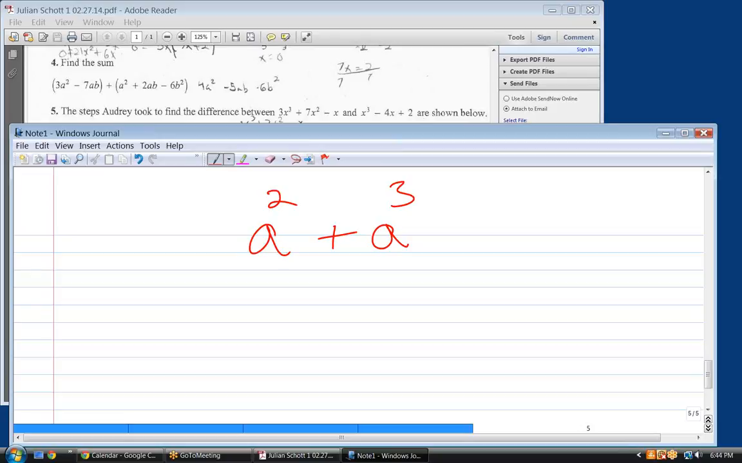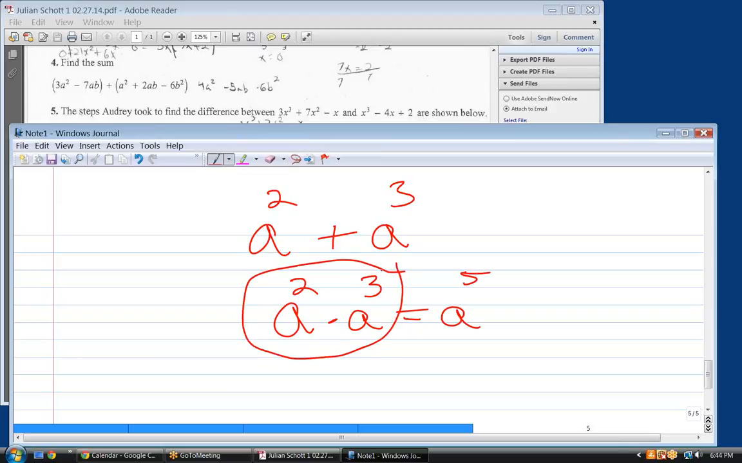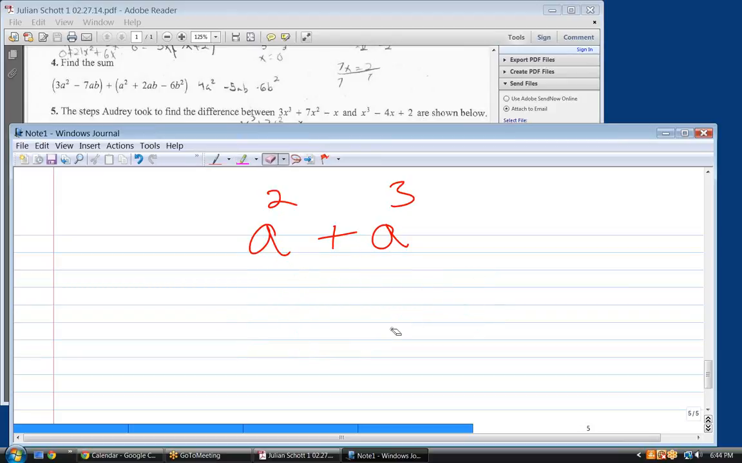A to the 5th. No. A squared times a to the 3rd would be equal to a to the 5th. In other words, when you're multiplying, you can multiply non-like terms. When you are adding, you can only add like terms, and these aren't like. That's an apple, that's an orange. Or that's a pear, and that's an orange. So this doesn't simplify. It's a squared plus a cubed. Okay. So you can only add or subtract like terms.